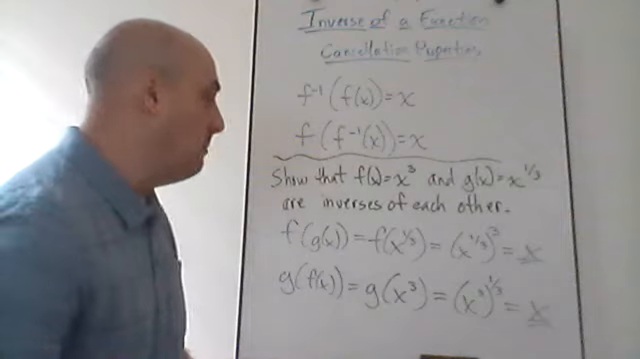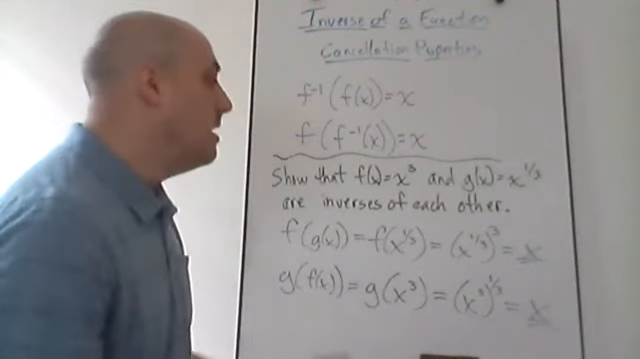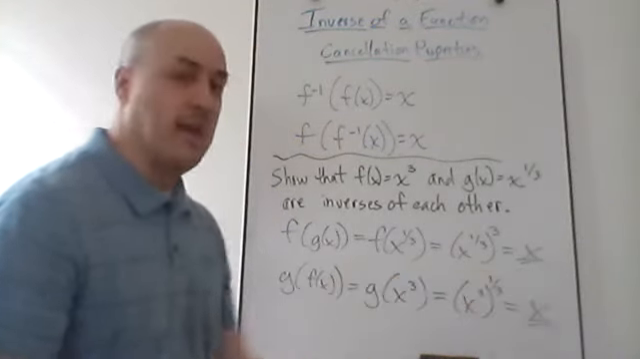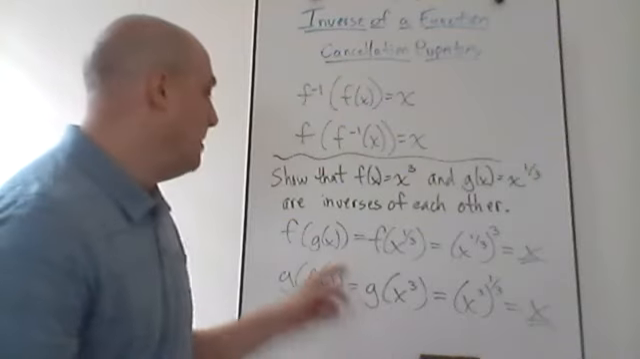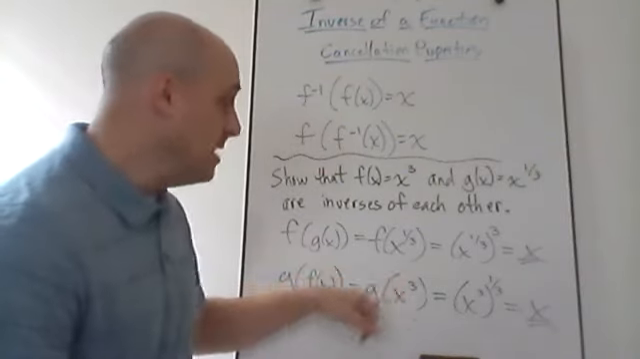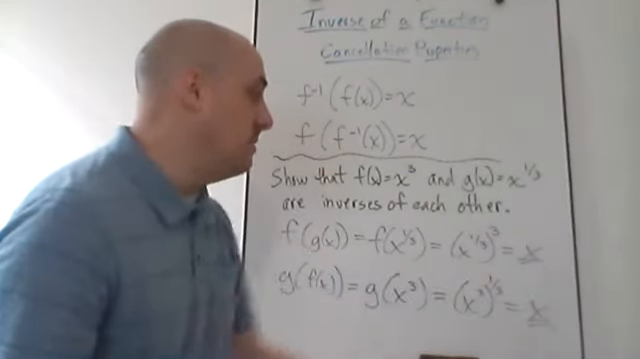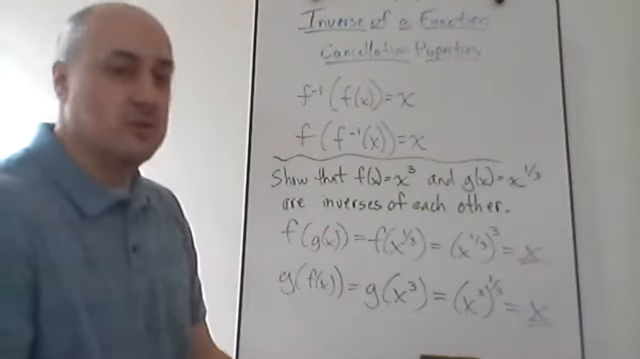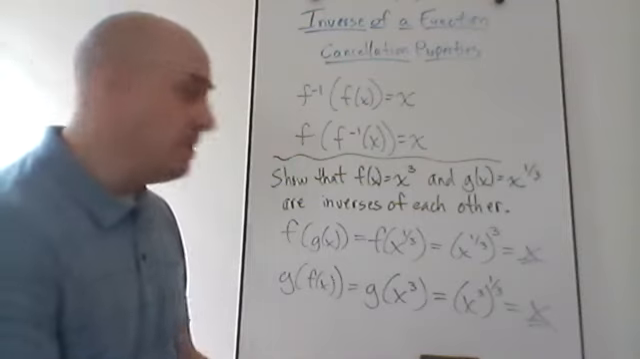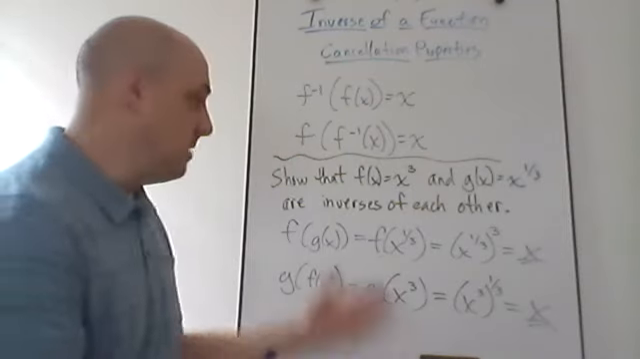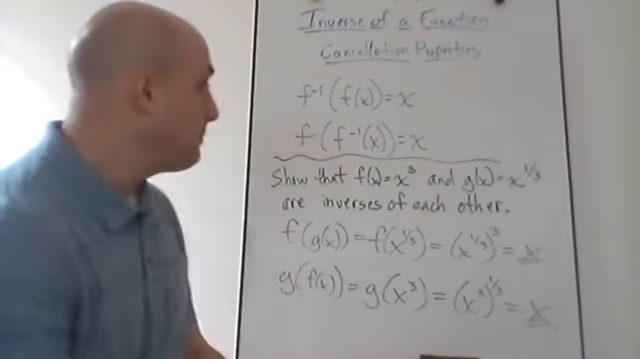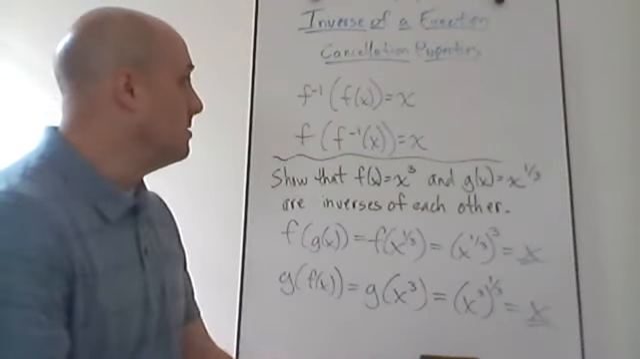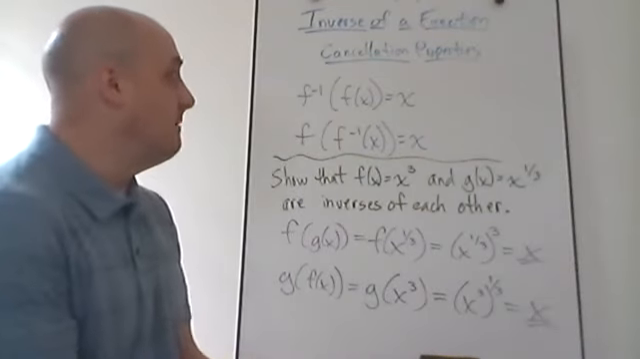So if you were doing a problem like this and it was a homework problem or something, you probably wouldn't want to leave it like that. You would then want to maybe write a sentence and say, since the two compositions of functions both equal x, therefore x to the 3rd and x to the 1/3 are inverses of each other. I'm not going to take the time to write all that up here because one, I'm lazy, and two, I don't have enough room on the board. So there you go. Those are the cancellation properties of inverse functions.